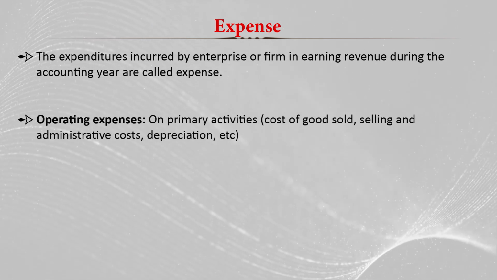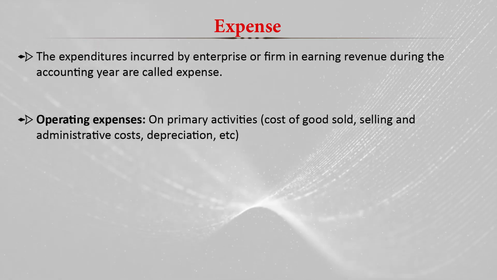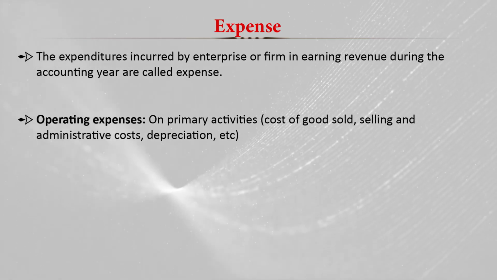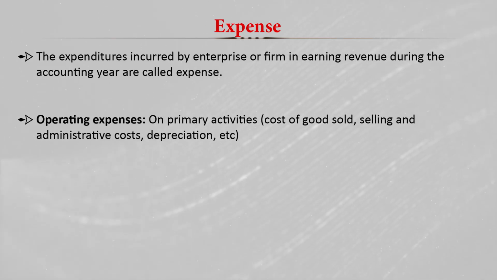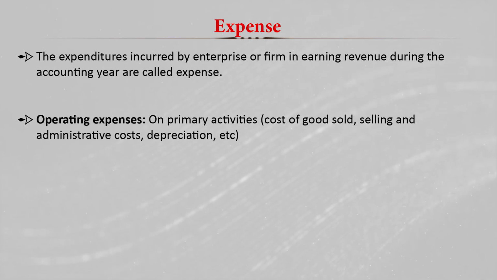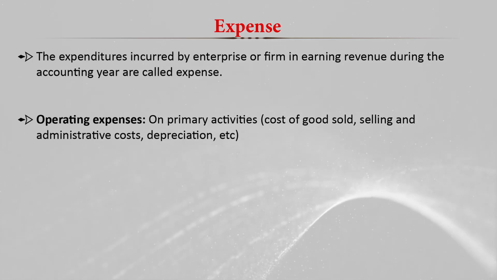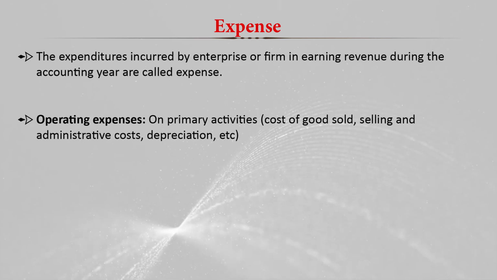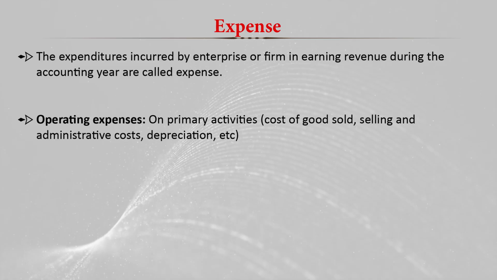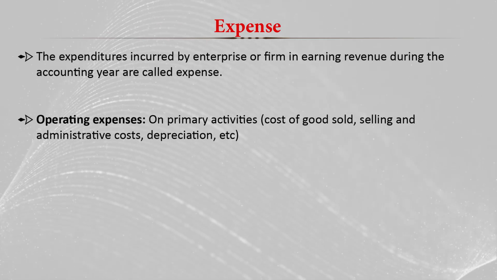Operating expenses are basically the expenses on the primary activity, like the cost of goods sold. If we talk about agricultural products or farm produce, the seed cost, the fertilizer cost, the electricity cost, the labor cost, all these form part of the primary activity for production. So they form the operating costs.